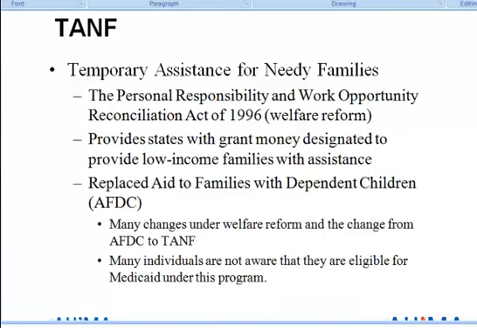The Personal Responsibility and Work Opportunity Reconciliation Act of 1996, also known as welfare reform, brought a lot of changes to Medicaid. So, for example, welfare reform repealed the Aid to Families with Dependent Children program, and it was replaced with the TANF program. Basically, this provides states with grant money that's designated to provide low-income families with cash assistance.